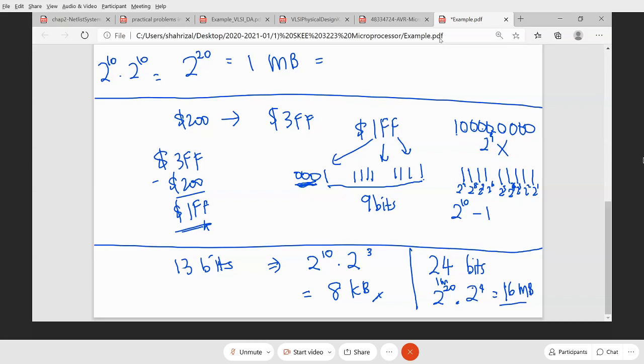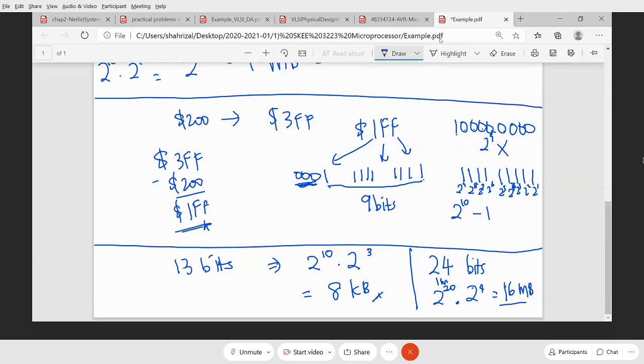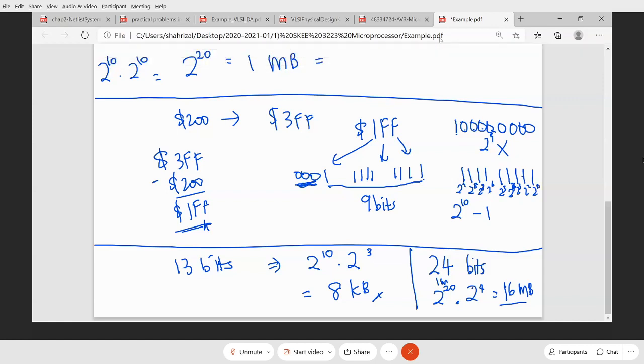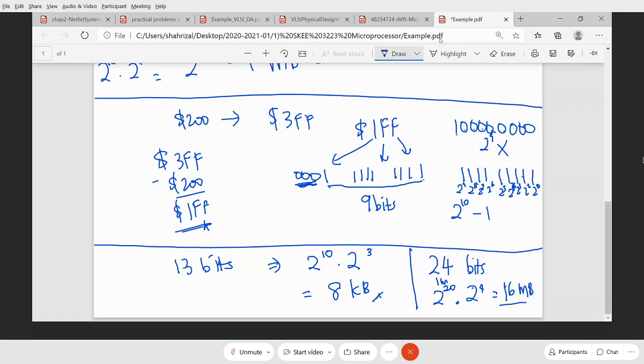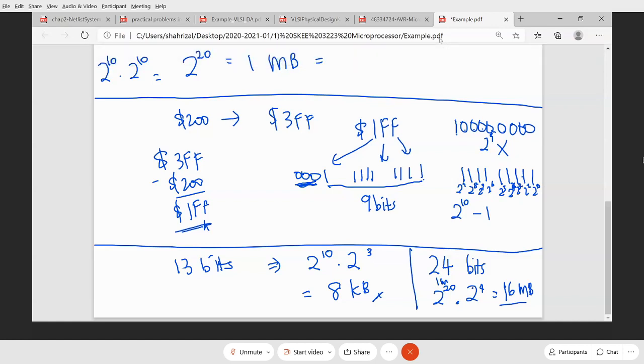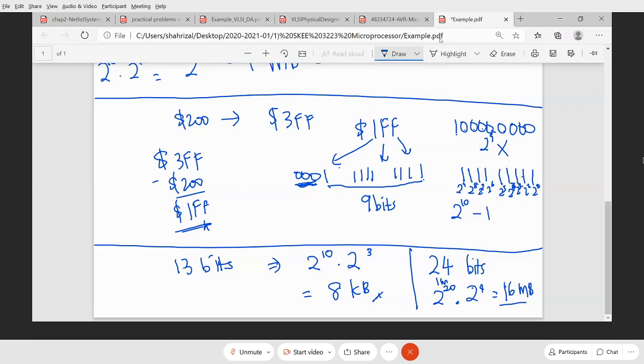Salah. Ni berapa? 1, 2, 3, 4, 1, 2, 3, 4, 5, 6, 7, 8, 9. 9. To the power of 0, kan? Starting from here, to the power of 0, to the power of 1. Silap ni. This one correct. So, wrong. Let me do it again.